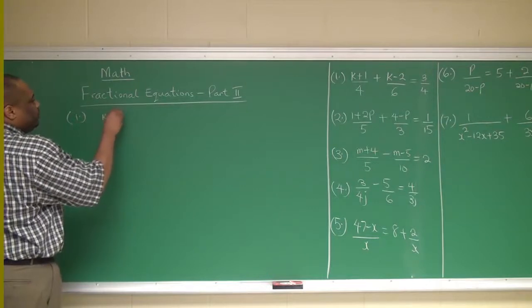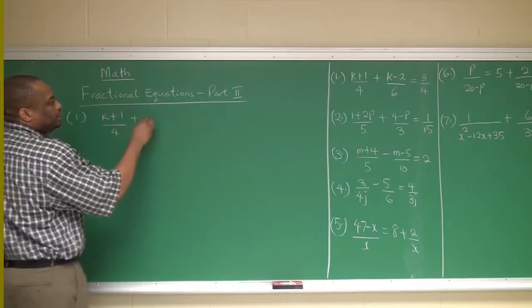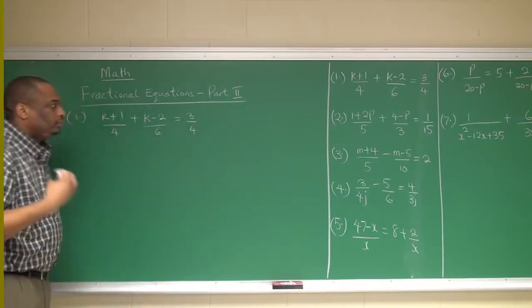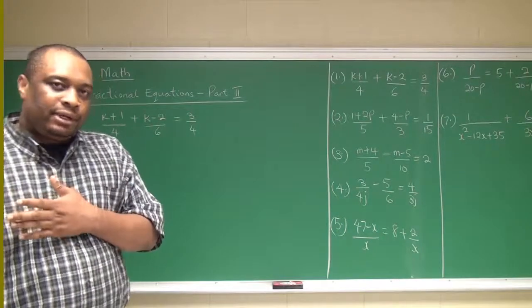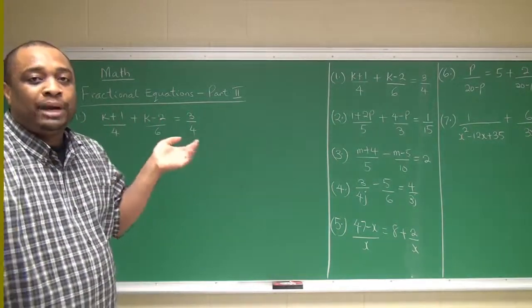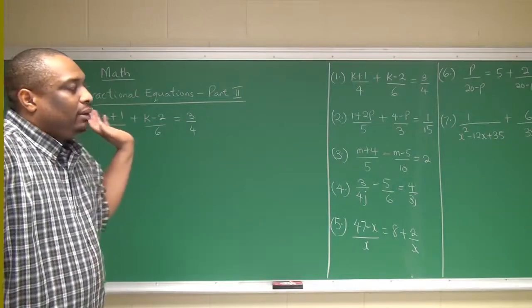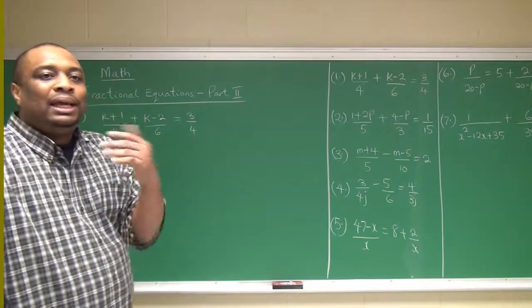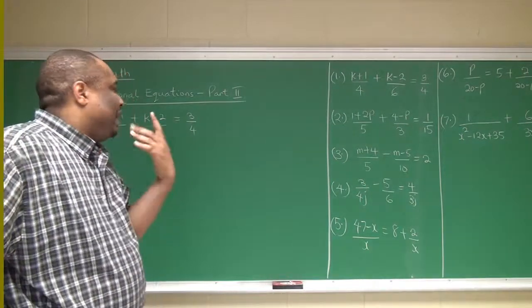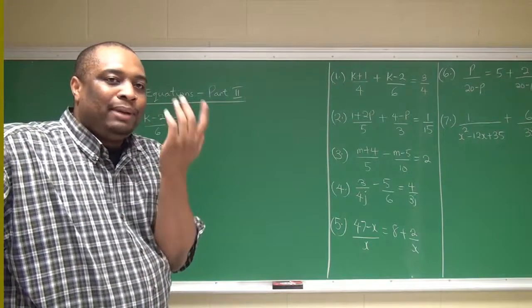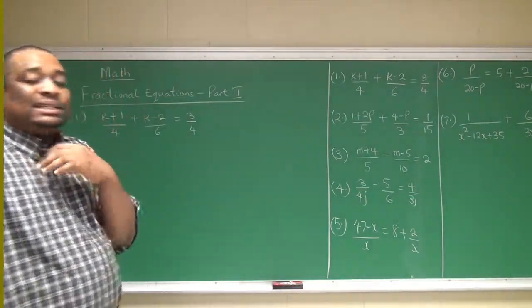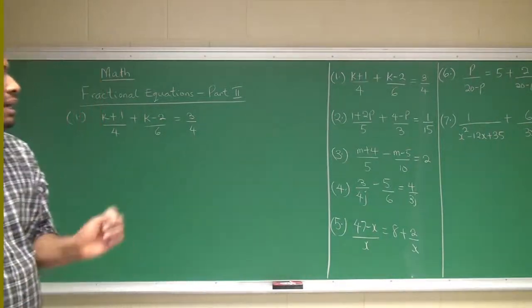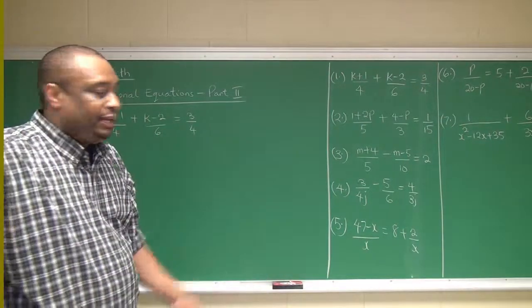We have k plus 1 over 4 plus k minus 2 over 6 equal to 3 over 4. Like we discussed in the first video on fractional equations part 1, the easiest way to go about solving equations with fractions is to clear the fractions. And how do you clear the fractions? By multiplying by the least common denominator. That is not the only method, but it is the easier method, and it is the method we shall use for this video.